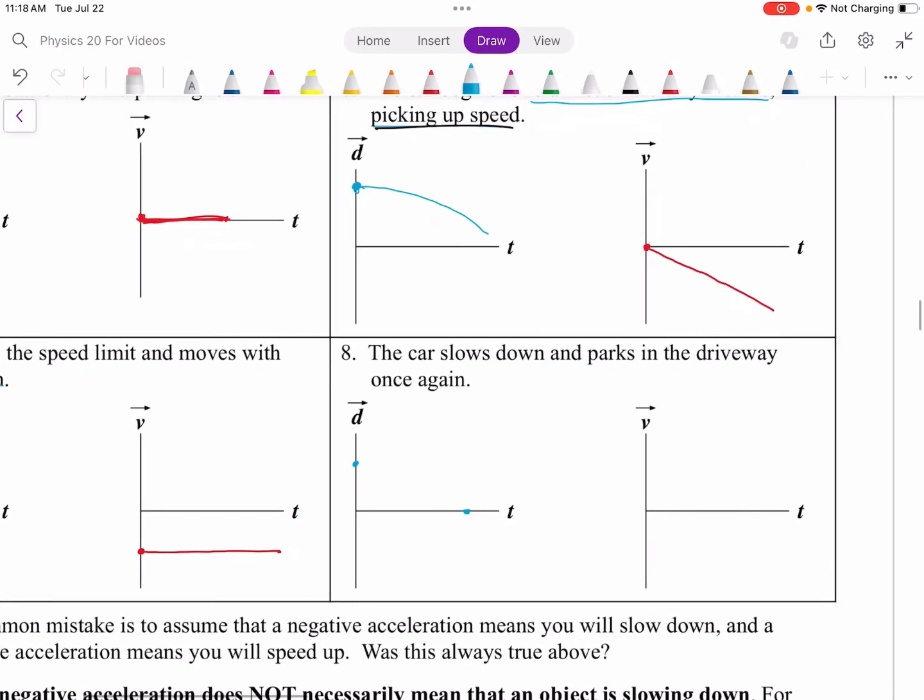So if it slows down, how do we get there? Well, I'm gonna give you 3 options one more time. Pause the video, pick which one you think is right, and justify why. Go ahead.